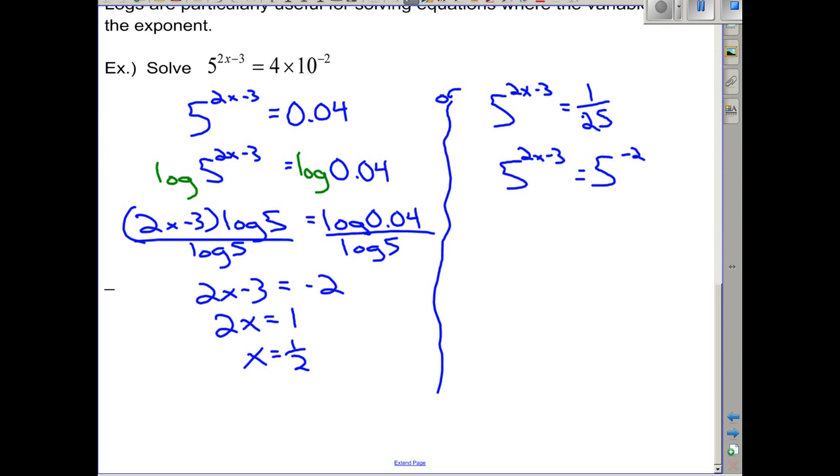When we have the same base on both sides, and we know that both sides must be equal, that means we must have the same exponents on both sides as well. So I can equate my exponents. 2x minus 3 must equal -2, which gives us 2x equals 1 or x equals 1/2. Didn't have to use my calculator at all to use that method. So if you can find a common base on both sides, the logs really aren't necessary.